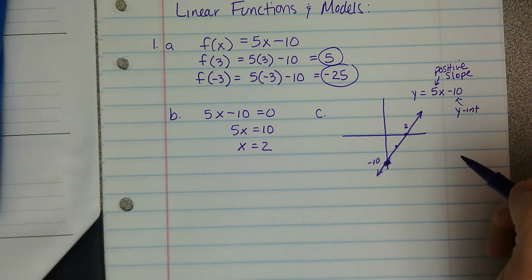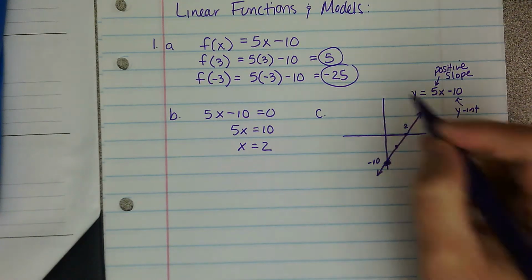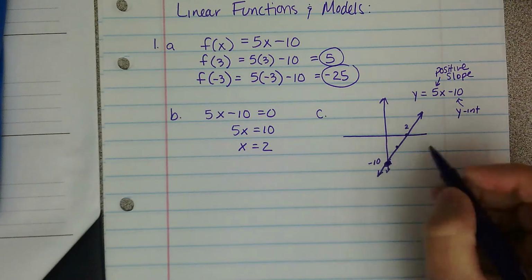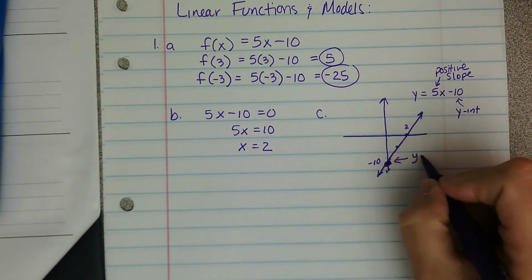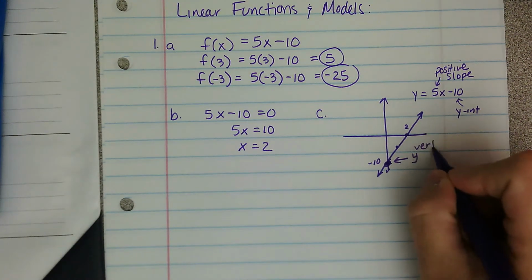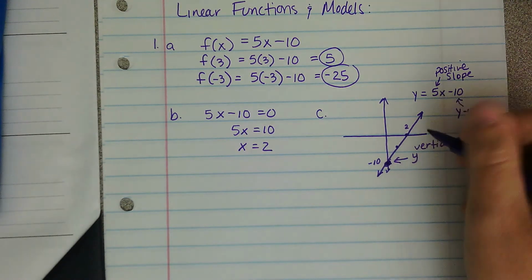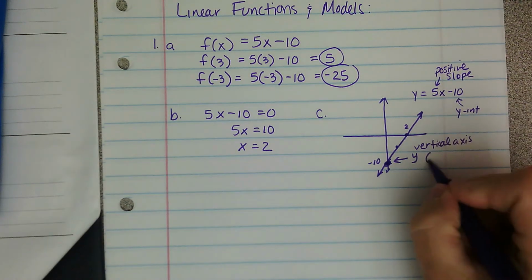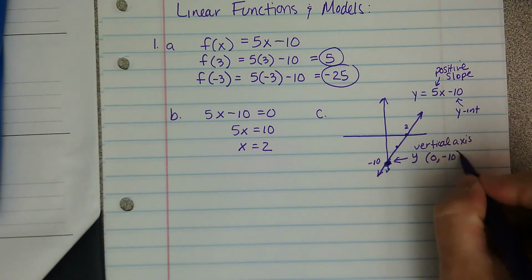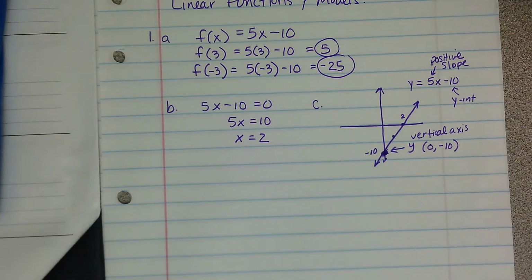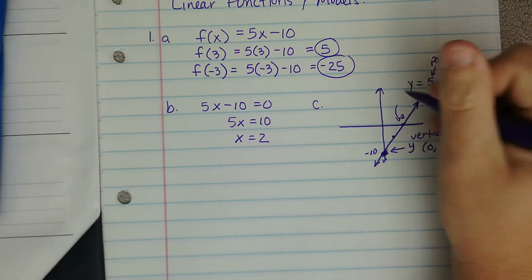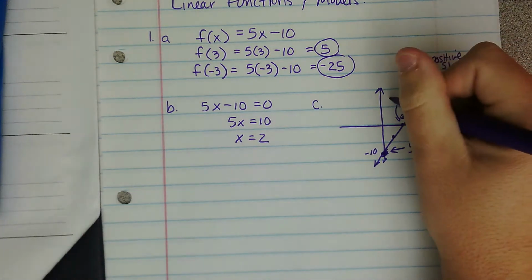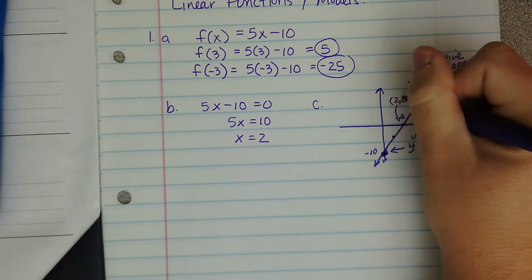Where does the graph of f intersect the vertical axis? Well, the vertical axis is y. So it crosses the vertical axis at 0, negative 10. And where does the graph intersect the horizontal axis? That's this one, the x-axis. And that would be at 2, 0.